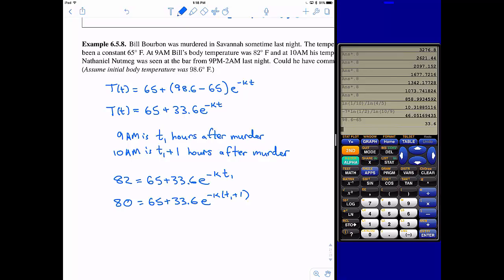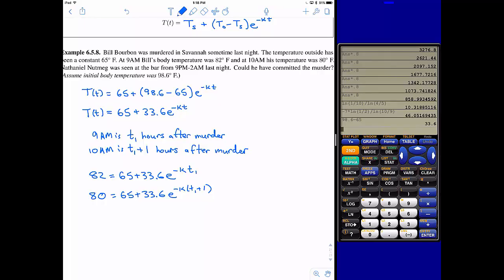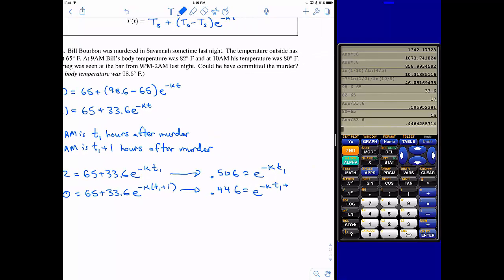Now, like I said, let's use our calculator to start solving for this. I'm trying to solve for T1, if at all possible. Usually I have to solve for k first. So let's go ahead and subtract the 65 from the other side, and then we'll divide by this 33.6. So we get 0.506 is equal to e to the negative k T1. Play the same game here, but now with 80. So 80 minus 65 divided by 33.6, and that's going to be equal to e to the negative k times the quantity T1 plus 1.